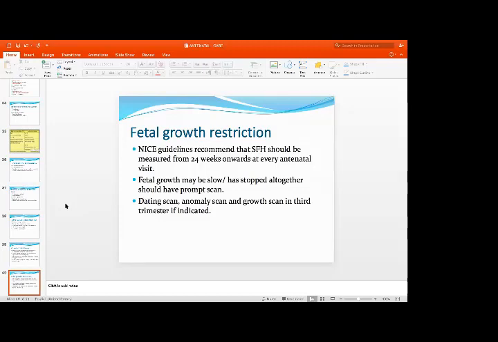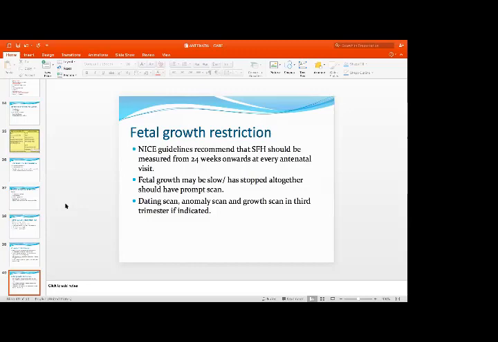So NICE guidelines recommend that symphysis fundal height should be measured from 24 weeks onwards. After 24 weeks, we will start measuring symphysis fundal height at each antenatal visit. Fetal growth may be slow or it may stop altogether. Sometimes the baby is not growing at all. So in those cases, we must do a prompt ultrasound to see the growth. Serial scans are done at an interval of 2 weeks to see whether the baby is growing or not.